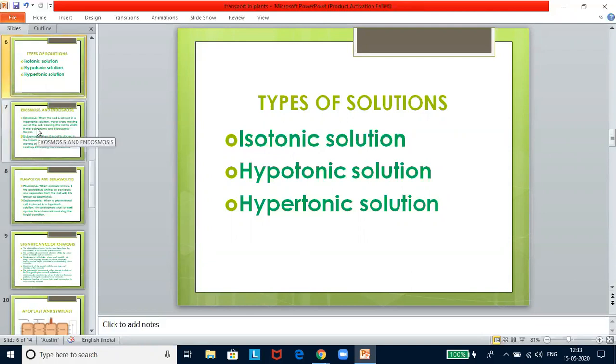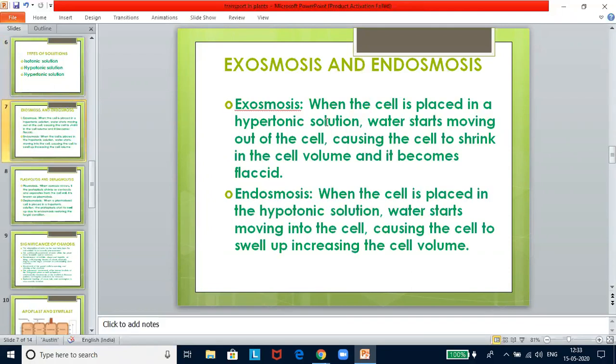Now let us look into some of the terms associated with this: exosmosis and endosmosis. Exo, I said, is outside. So when the cell is placed in a hypertonic solution, water starts moving out of the cell, causing the cell to shrink in volume, and it becomes flaccid. Now if you take a cell and place it in a hypertonic solution, exosmosis takes place. If a freshwater plant or amoeba, for example, is transferred to marine water, it dies due to exosmosis because it loses all its water from the cell, as a result of which it dies.